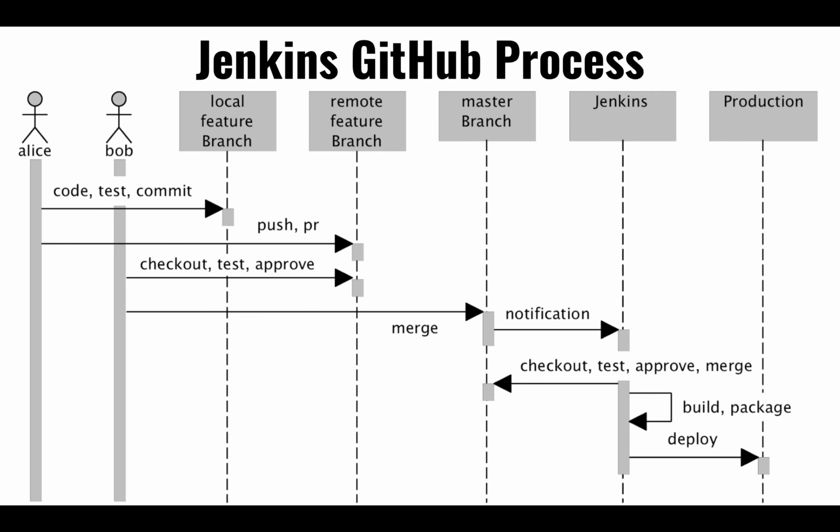Now, typically, Jenkins would be notified that something has been merged into master, and that we should kick off a build, and you go fetch and check out the master branch, run the tests, and if everything is good, then package this and make it into production. Now, we have a fairly simple pipeline, right?